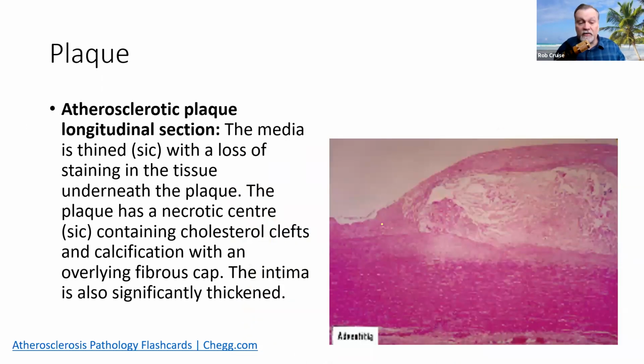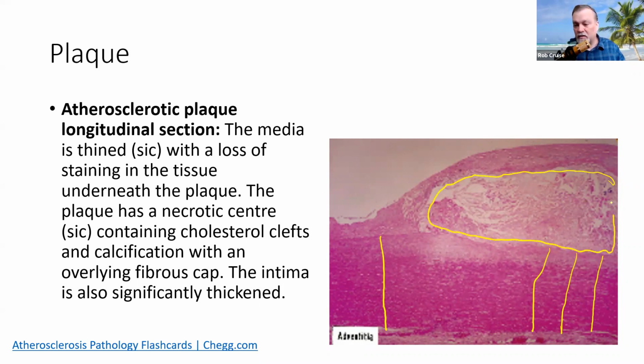All right, so that was a cross-sectional. This is a longitudinal version. All right, so we have the media here, it's very nice and thick, away from the plaque. But look what happens here as we look at the plaque area. That is a thin media, right? So this vessel wall has been weakened here because of that erosion of that media. We have that central necrotic core right in here.